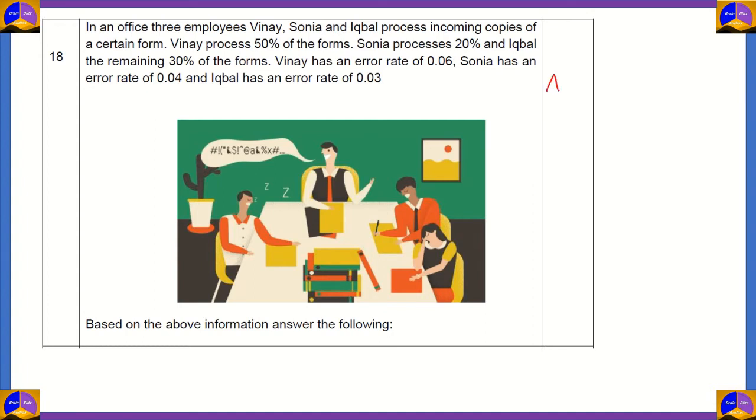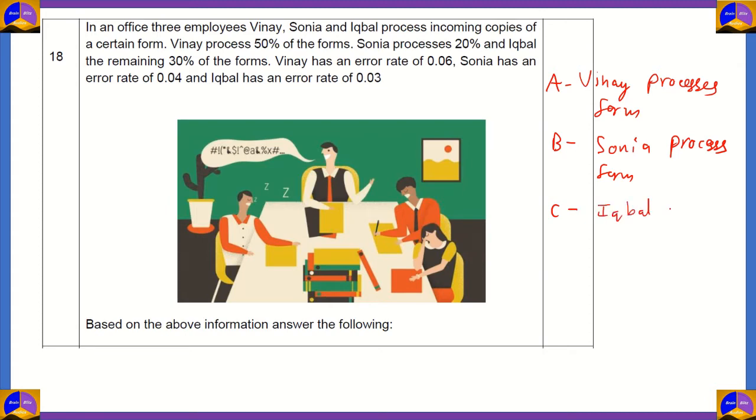Since this is probability, let's identify the event A as the event where Vinay processes the form, and the event B will be the event where Sonia processes the form, and in event C, Iqbal processes a form. And the probabilities are given in percentages, so we can write P of A as 50 by 100, which is 5 by 10, which is 1 by 2.